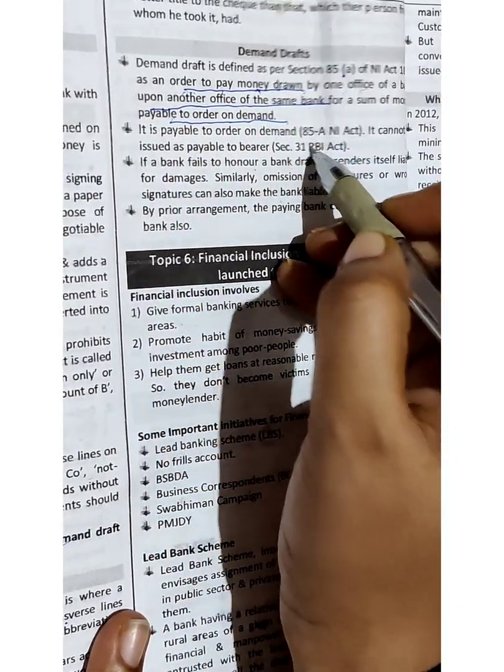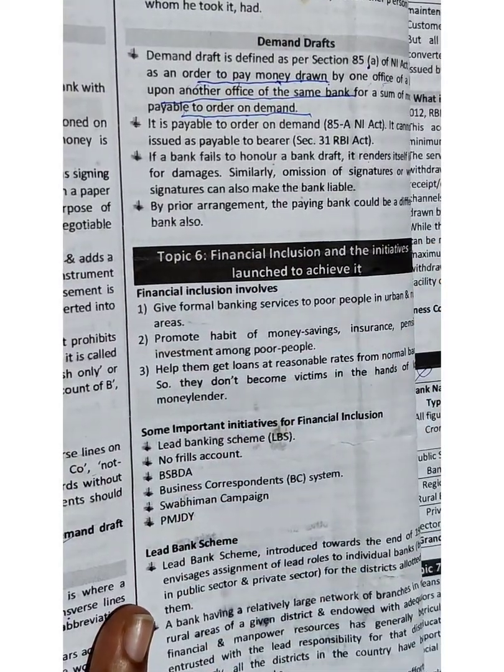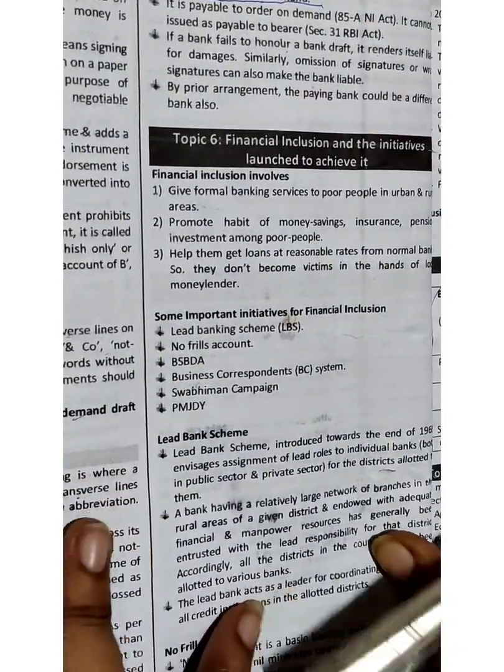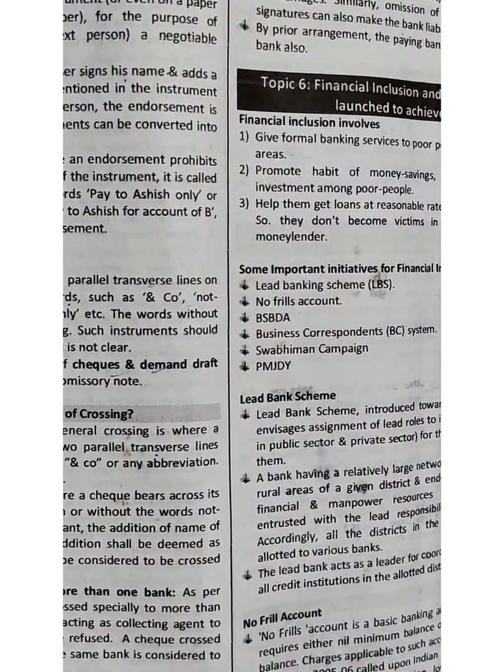It is payable on demand, and it can be issued payable to order or bearer. Okay. Next one was financial inclusion and the initiatives launched for it. So this was also very important.